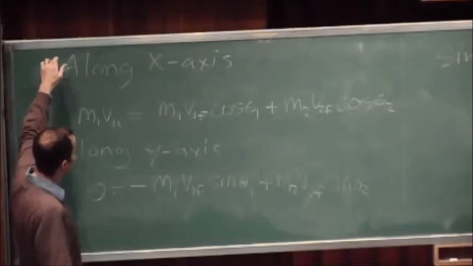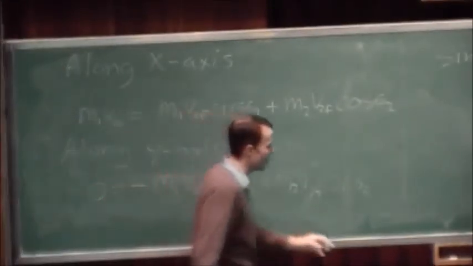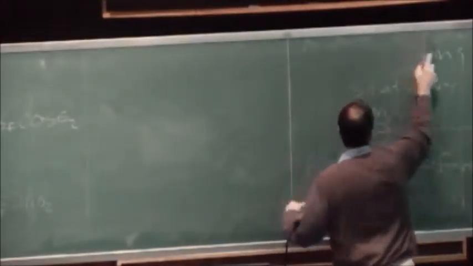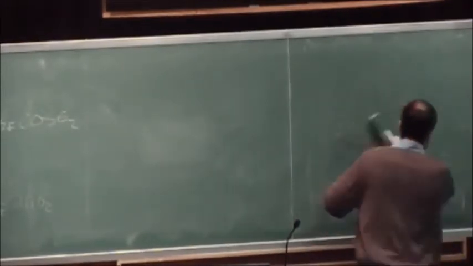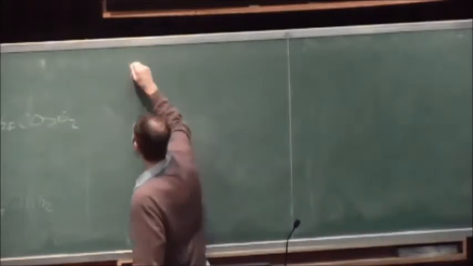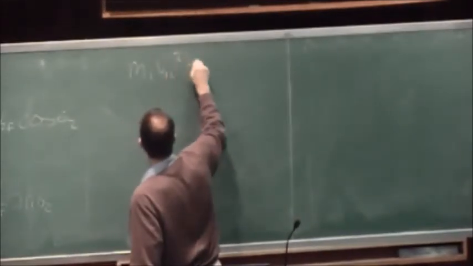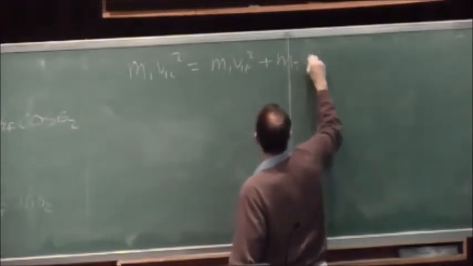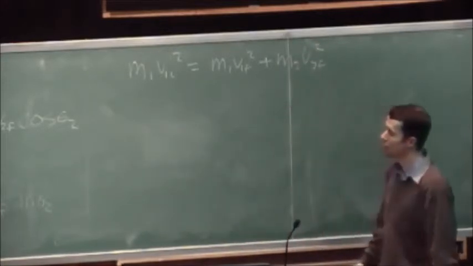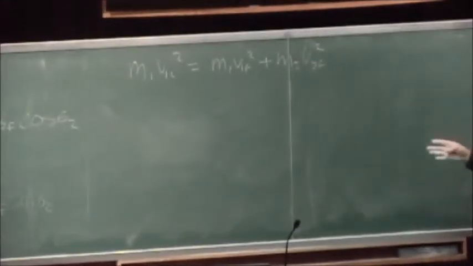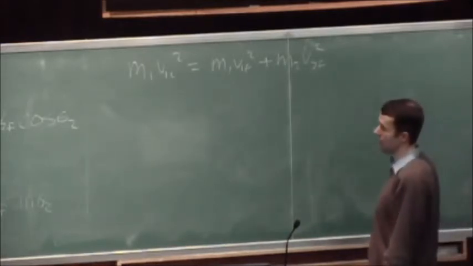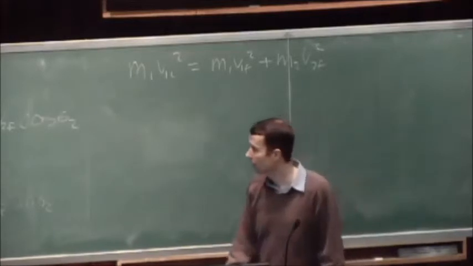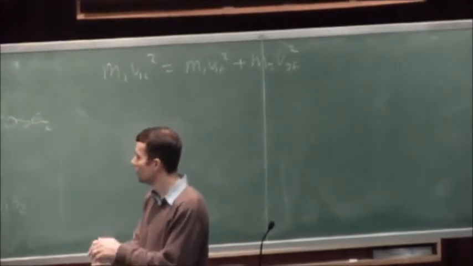Okay? And lastly, this gives us the x-axis, this gives us the y-axis, and we have one more equation to consider, which is simply that the sum of the kinetic energies have to be equal, which is M1 V1 initial squared is equal to M1 V1 final squared plus M2 V2 final squared. So we have three equations, and that's enough to solve everything here.